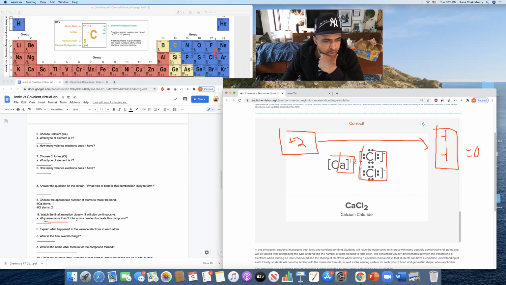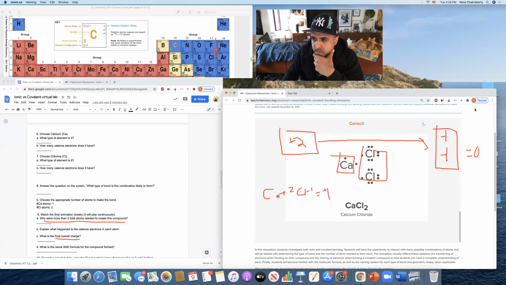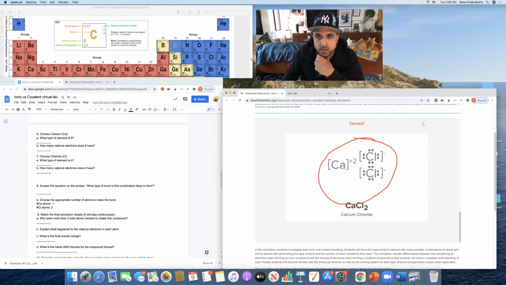We watched the animation. Why are there more than 2 total atoms? Because if you only had 1 calcium and 1 chlorine, that would not balance out. 2 minus 1 is not 0, it's +1. The final overall charge here, again, all compounds are neutral. All elements are neutral. If it's not neutral, it's an ion, which means it has a charge. So this is neutral.